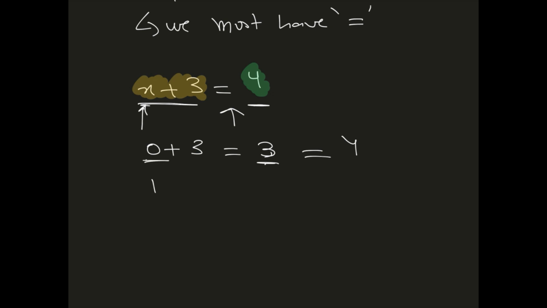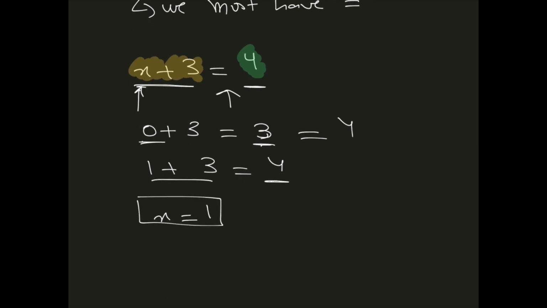Now let's look at 1. So 1 plus 3 is 4. Since 1 plus 3 is equal to 4, it is fulfilling the condition, like the left hand side will be equal to the right hand side. So the value of x can be 1. So x will be equal to 1.